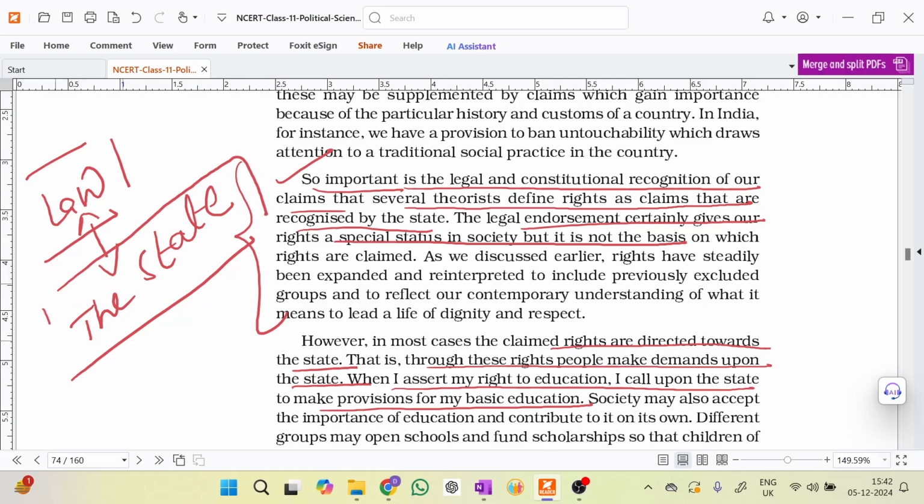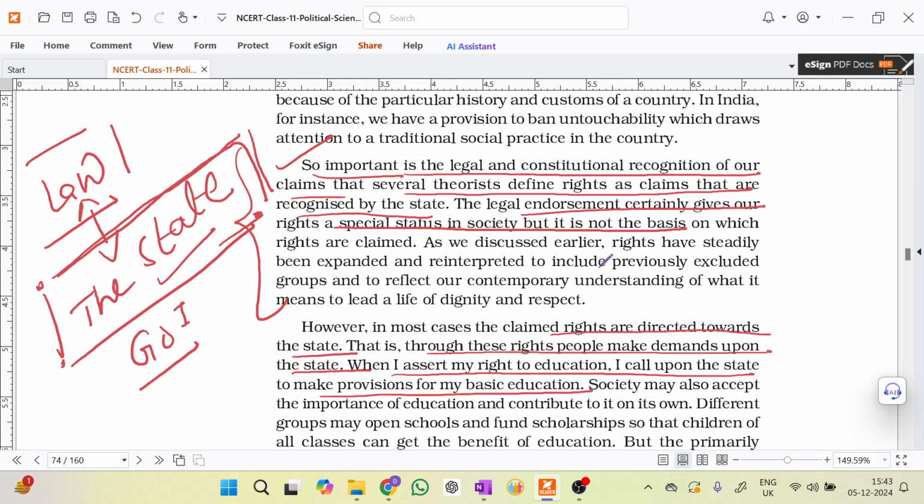So the authority that has been authorized by law to implement it is the state, or here we are talking about the government of India. So this legal or constitutional recognition of these rights gives us a power. It gives us the rights that we can claim from the government of India. The legal endorsement certainly gives our rights a special status.